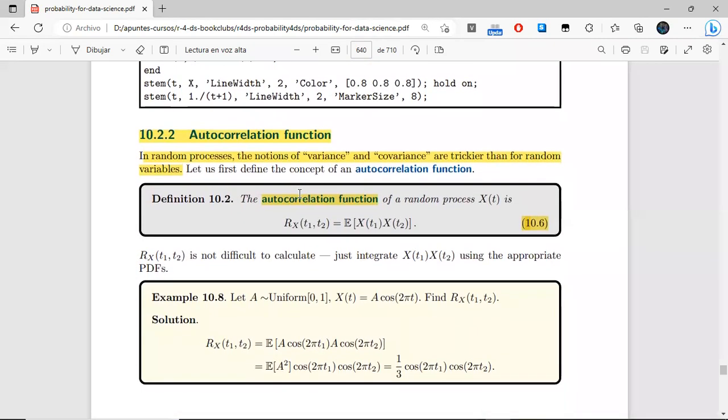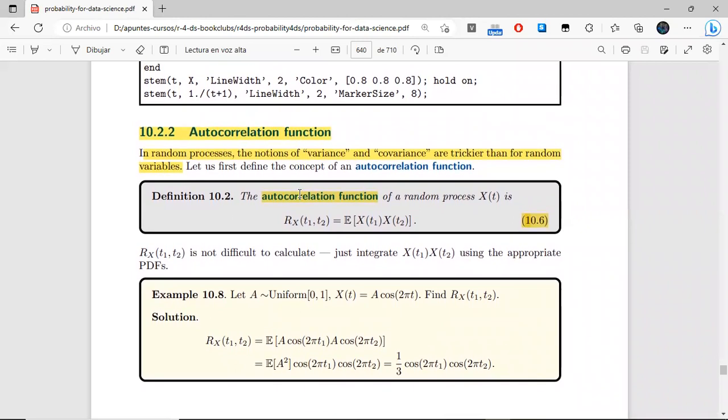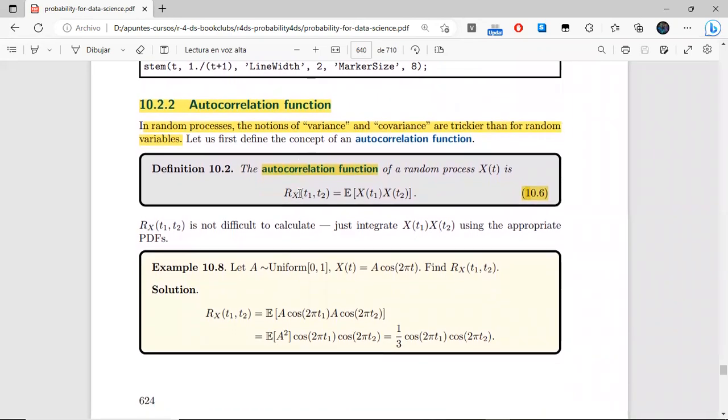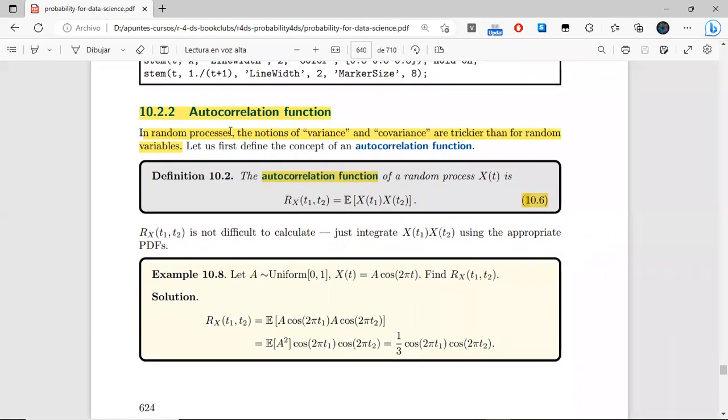Now we can do something similar about the correlation of random variables. In this case, because for each t we are generating a random variable from this specific random process, we can take two different instances of time, and from those possibly different random variables, look at how they are correlated. Because they are generated from the same random process, we call this autocorrelation.